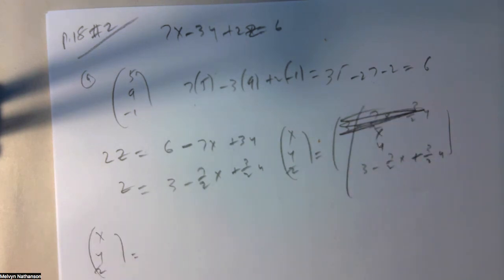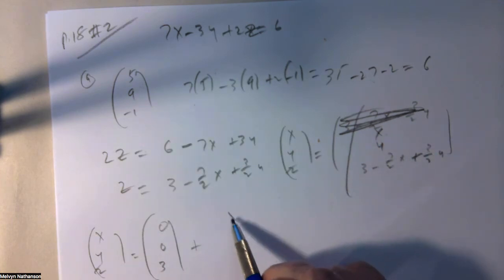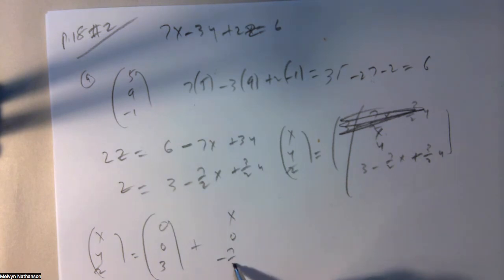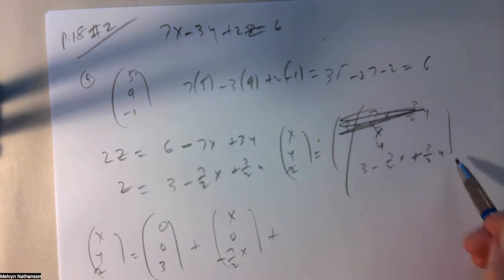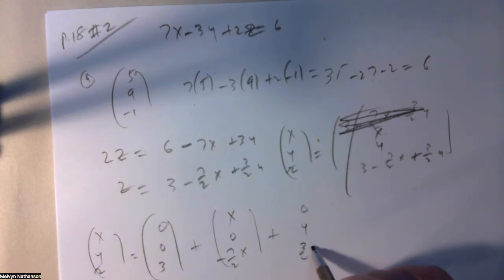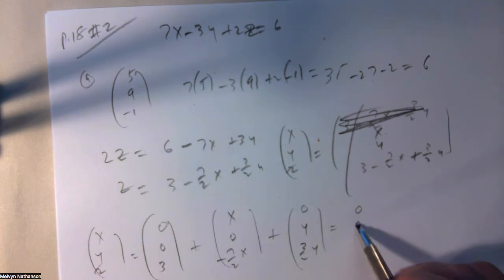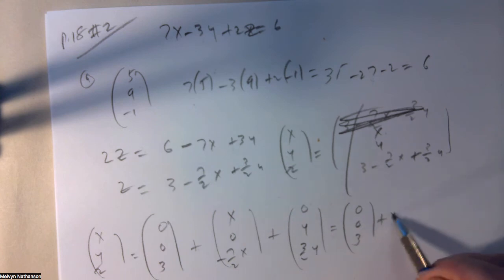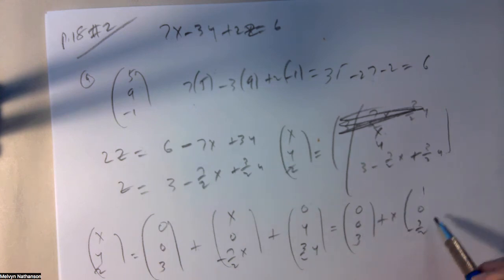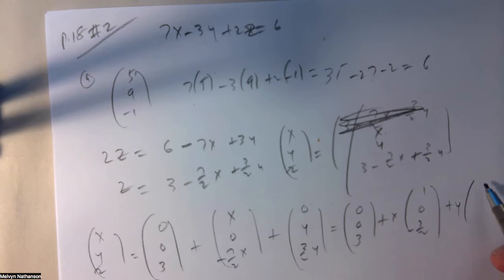So I can write that as a sum of 3 vectors: (0, 0, 3). That's the part that doesn't involve an x or a y. The part that involves x is x times (1, 0, minus 7 halves). And the part that just involves y, (0, y, 3 halves y). So this is (0, 0, 3) plus x times (1, 0, minus 7 halves) plus y times (0, 1, 3 halves).